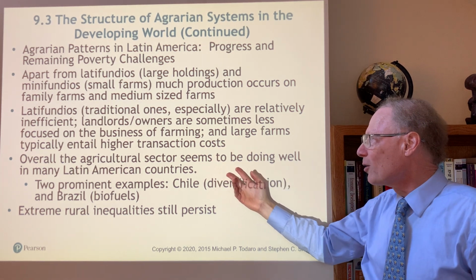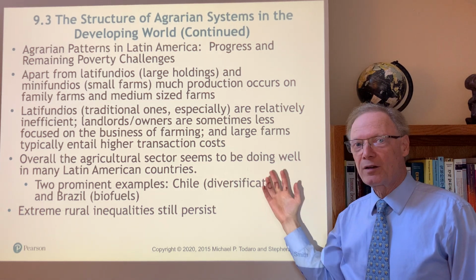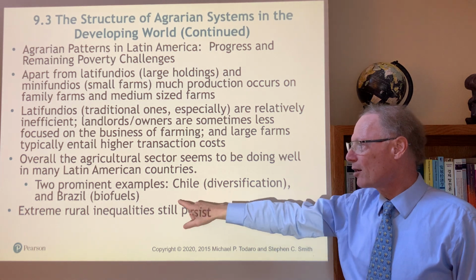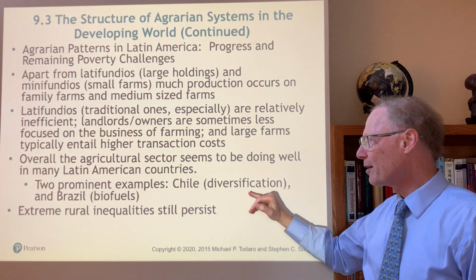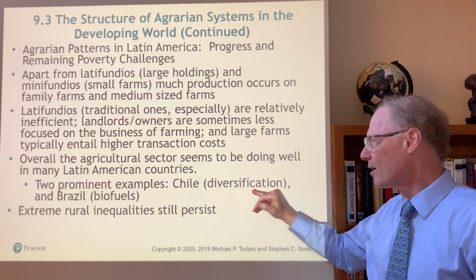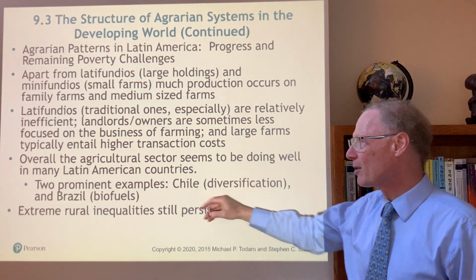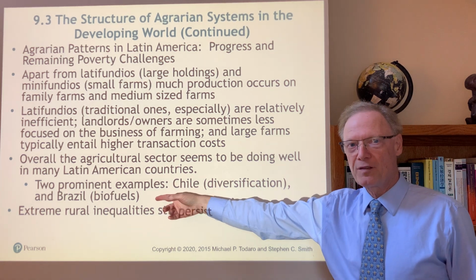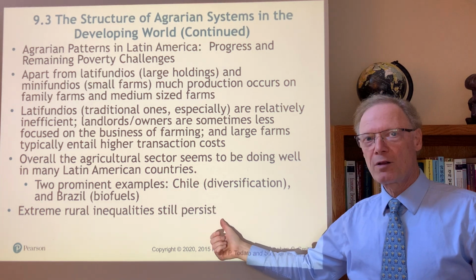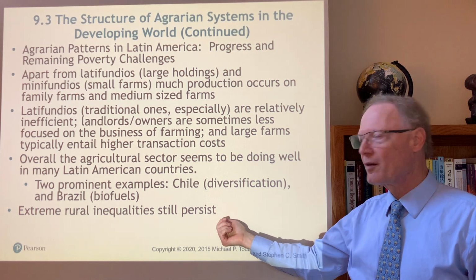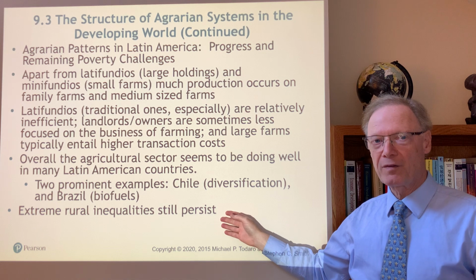So overall, the agriculture sector nonetheless seems to be doing reasonably well in a number of Latin American countries, particularly in South America. A couple of examples are Chile, where there's been a lot of diversification towards different kinds of vegetables and fruits, some of these for exports, development of the wine sector, for example, and Brazil with soybeans and to a large degree also biofuels. But extreme rural inequalities continue to exist in many of these countries, even as they become much more highly urbanized in most of the cases.